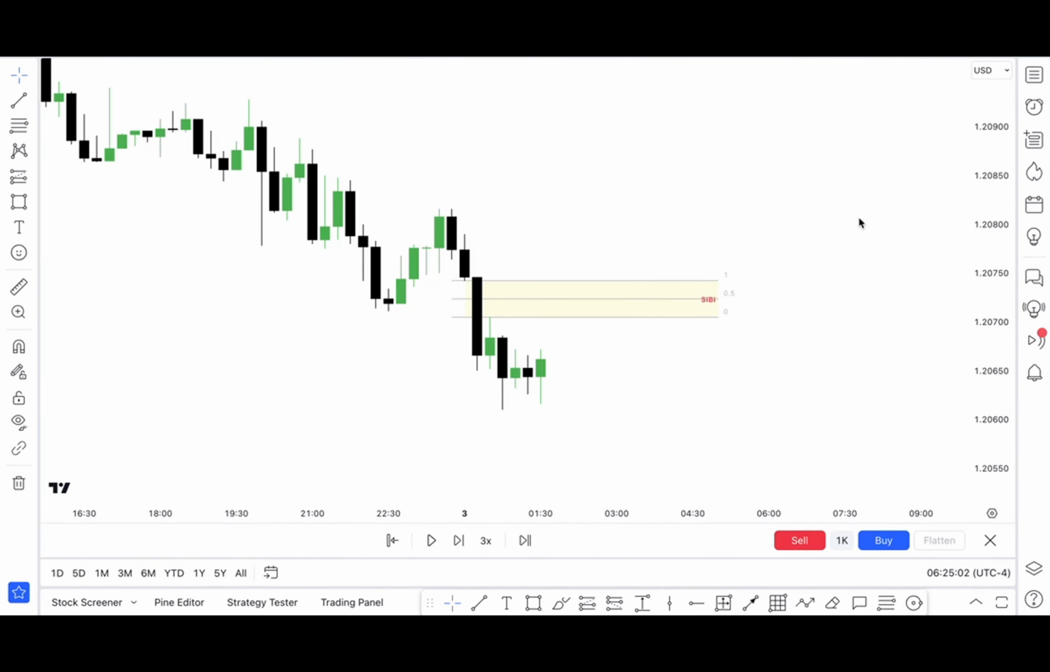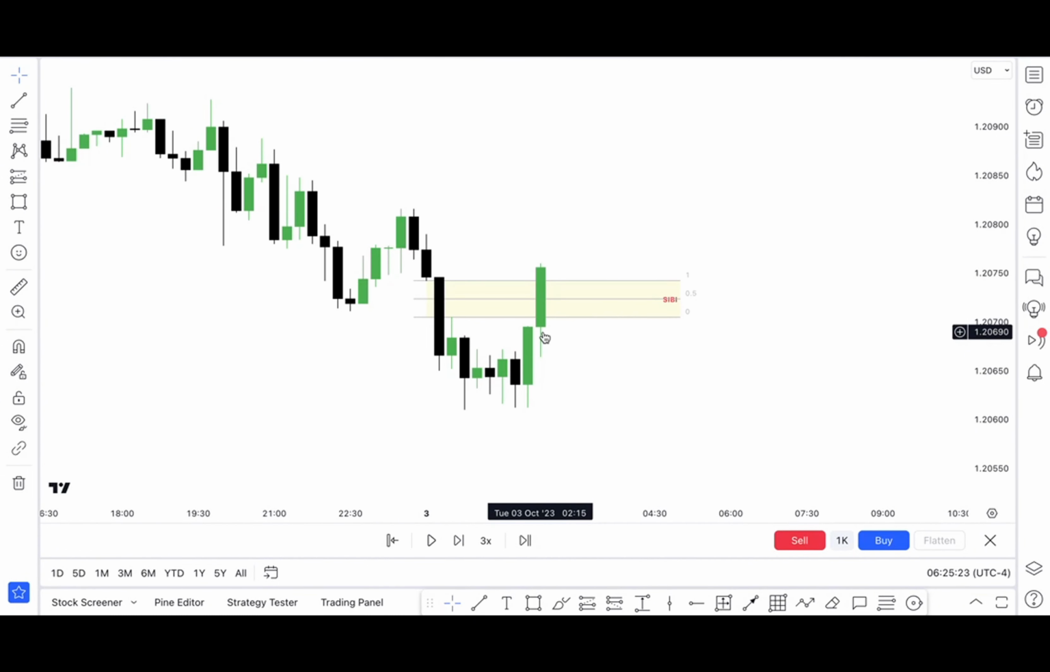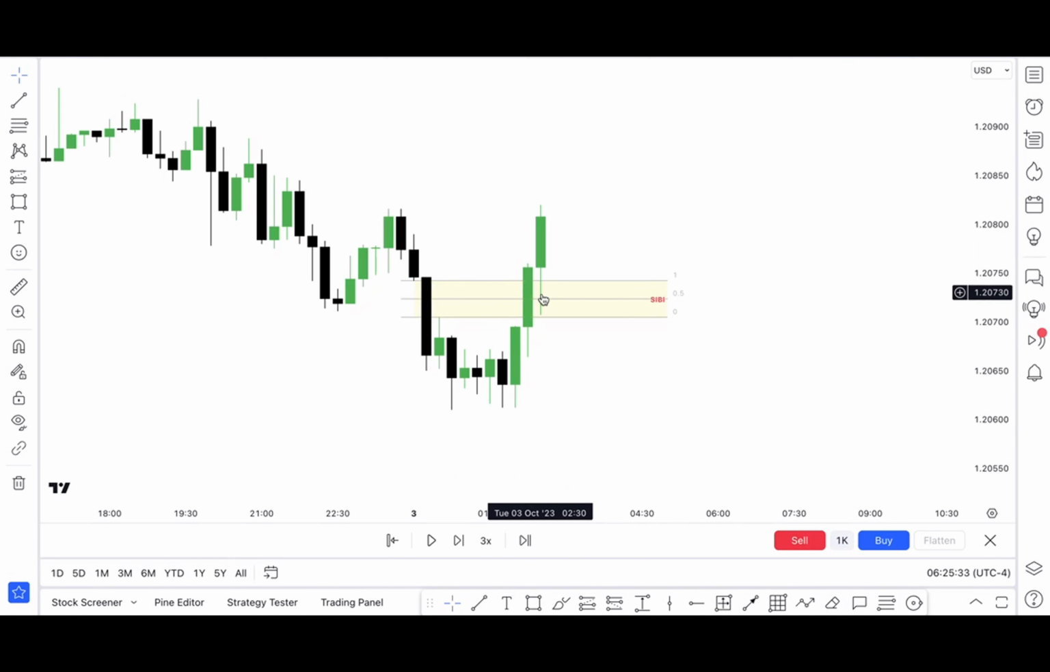Back to our first example, where we have a SIBI, we want to see what price does when it's inside the fair value gap. In this example, price trades above and closes above the SIBI, so you should expect price to not come back down soon. Next candle comes back, touches the consequent encroachment, and continues back up.